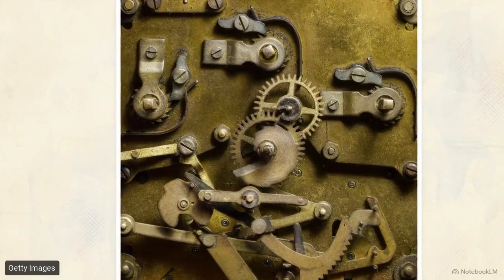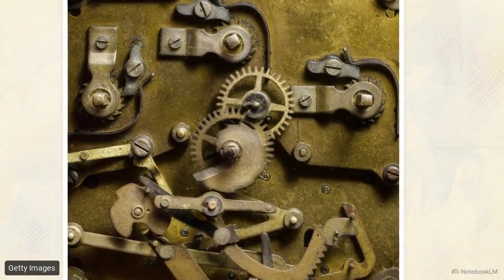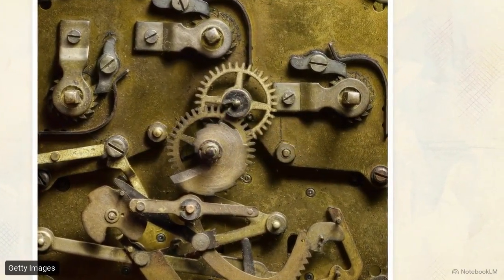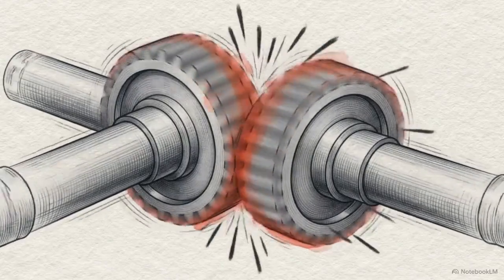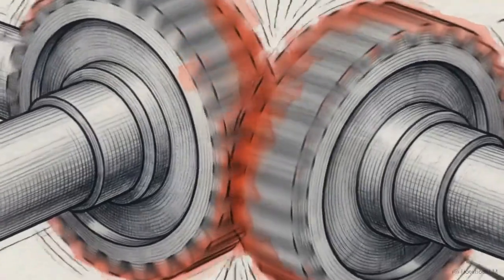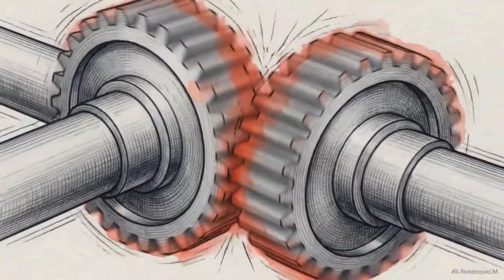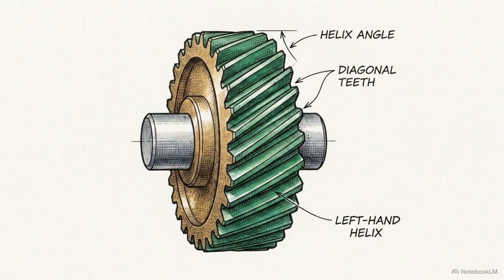You find these in straightforward applications, driving basic conveyors or stepping down the parallel layers of traditional clockwork. But straight teeth collide abruptly across their entire width. Under heavy loads or high speeds, this instant impact causes severe vibration and acoustic noise. To solve this acoustic and vibratory limit, engineers developed the helical gear.